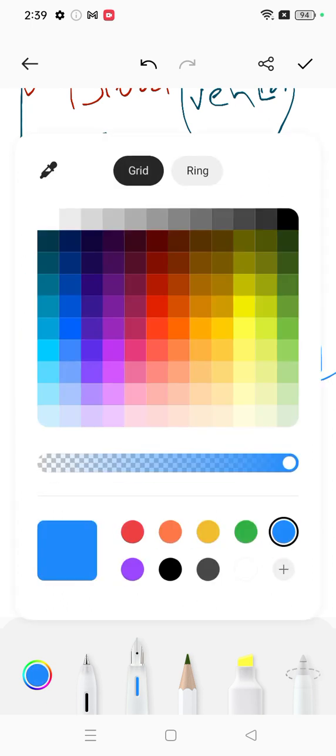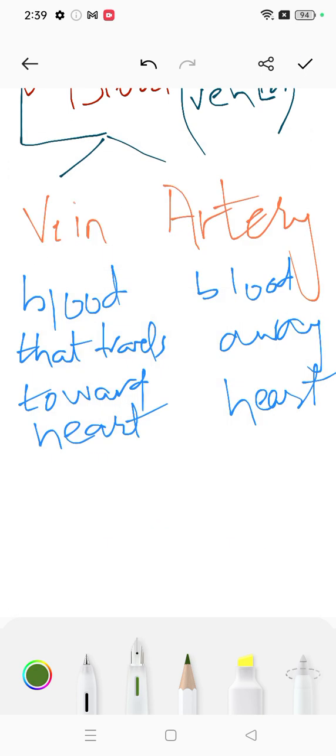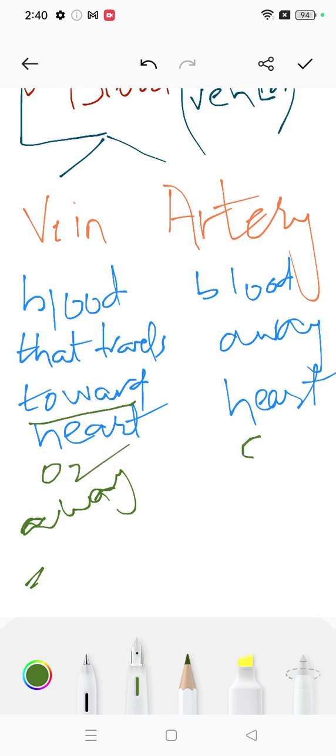But the exception I was talking about is this one. Vein is taking blood towards the heart, right? But here one vessel will take blood away from the heart. So this one only takes towards the heart. This means this takes deoxygenated blood, and this takes oxygenated blood, right?